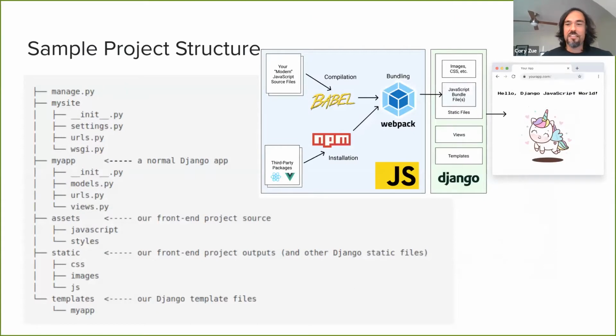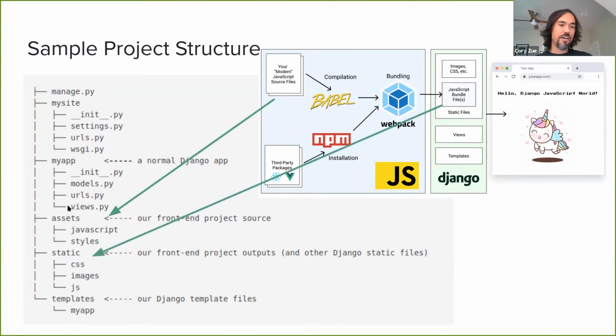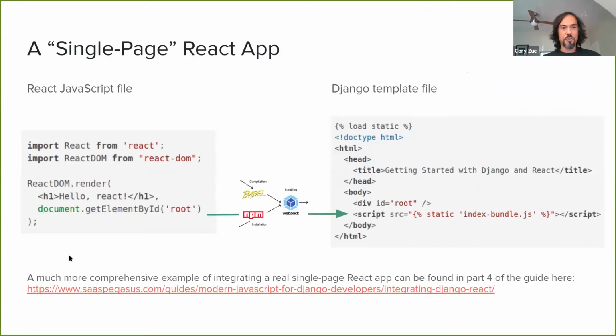So what does that look like in terms of file system? This is how I structure my projects. You have your normal Django manage.py, your site, your app, and then you can just add a folder anywhere. I call it assets, where you have essentially your front end code base. And then that will go through this pipeline and then just gets dropped into your normal static folder. So hopefully that's pretty straightforward.